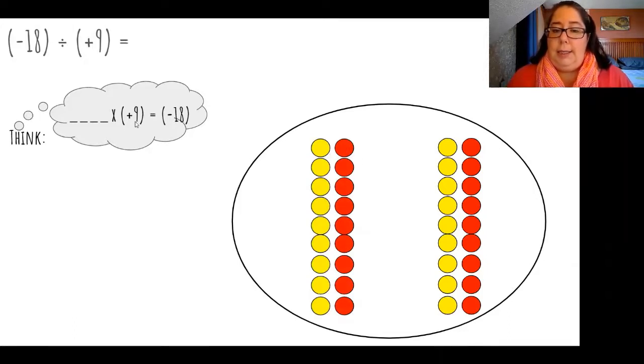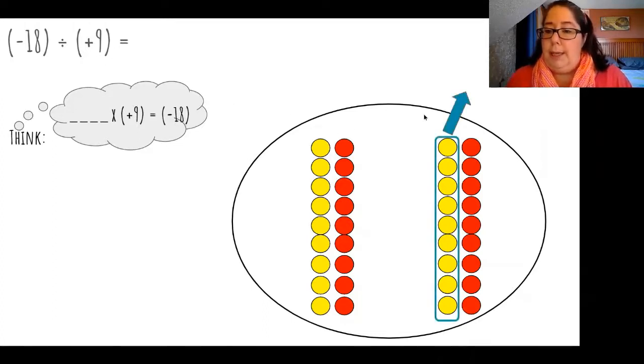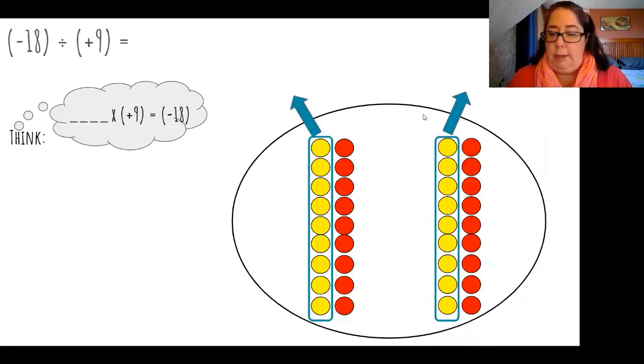And I need to take out all of the positive because we want the negatives left. We want negative 18 left in the bank. And so this number, positive 9, tells us that's what's actually in my group. So I'm going to be taking out those positive 9s, and I took out 2 groups. So my answer is negative 2.